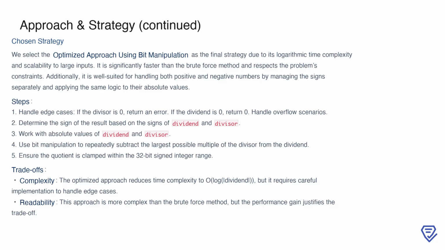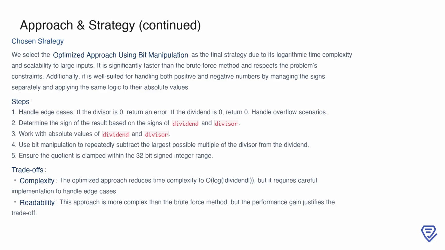Given these considerations, the optimized approach using bit manipulation is the best strategy for solving this problem. Its logarithmic time complexity makes it highly scalable and efficient for large inputs. Furthermore, it works for both positive and negative numbers by determining the result's sign based on the dividend and divisor and applying the same logic to their absolute values.